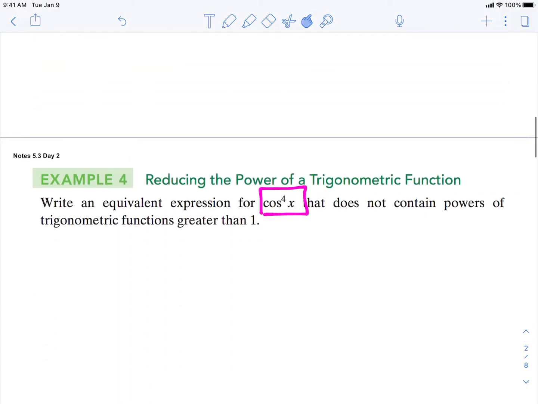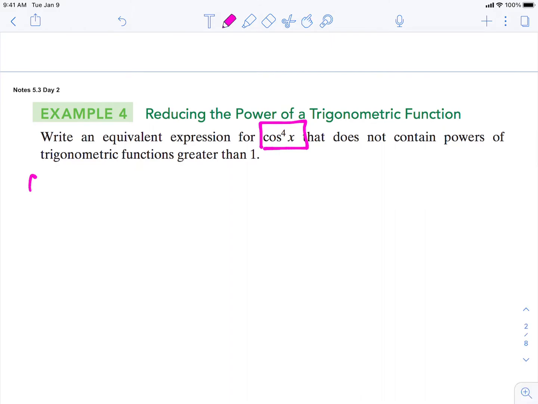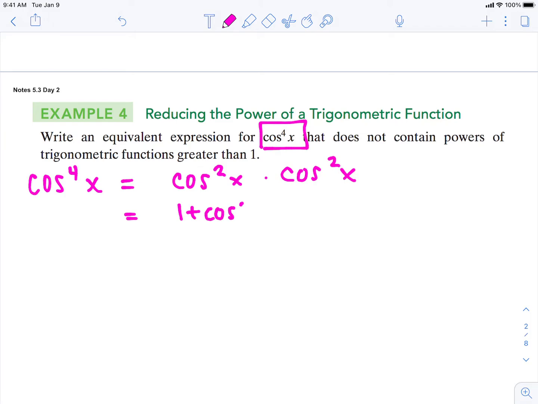So we're going to separate cosine to the 4th power of x into cosine squared of x times cosine squared of x. So separating those out, combining them back together can give you cosine to the 4th power of x. So now we're going to use our formula up above, and we're going to use the formula twice. This is going to be 1 plus the cosine, not squared.